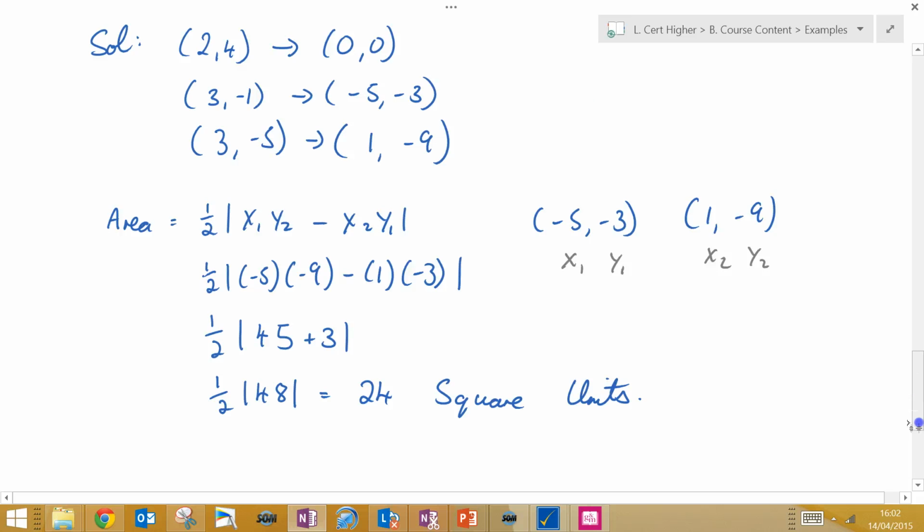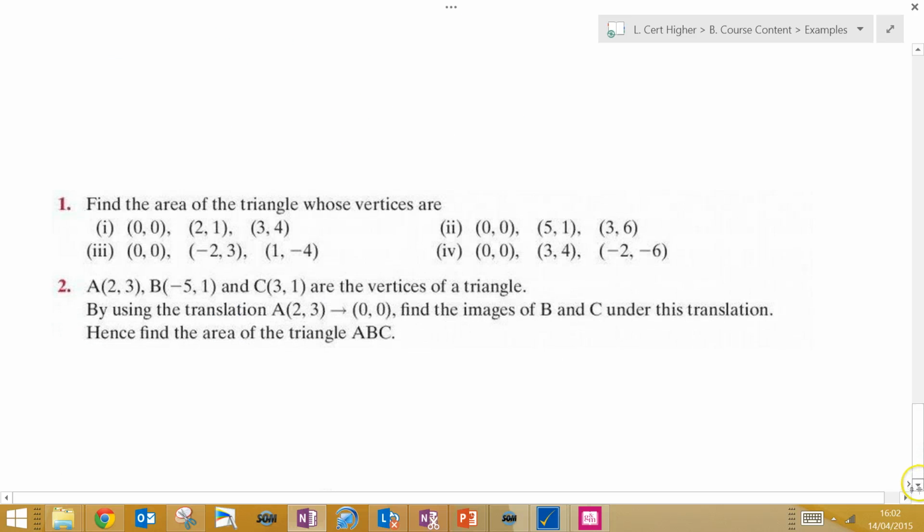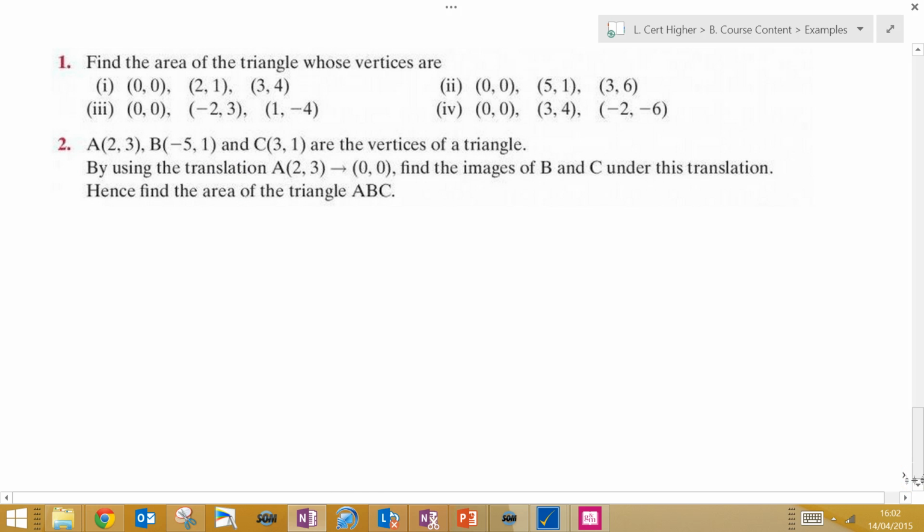Answer these questions. Question 1. Find the area of the triangle whose vertices are: part 1, (0, 0), (2, 1), (3, 4). Part 2, (0, 0), (5, 1), (3, 6). Part 3, (0, 0), (-2, 3), (1, -4). And part 4, (0, 0), (3, 4), (-2, -6).